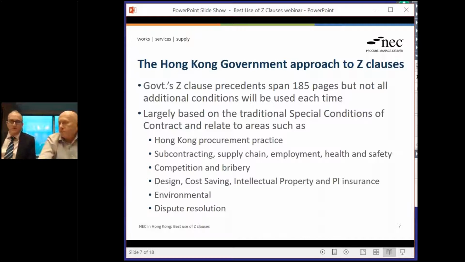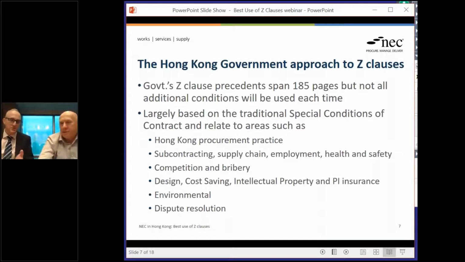But the obvious point, to put it in context, is that it's 185 pages, which is an awful lot of material. And on my counting of the pages in the latest NEC4, the standard NEC core clauses are only 28 pages. And even if you add on all the X clauses, you'd only get up to about 50 pages.